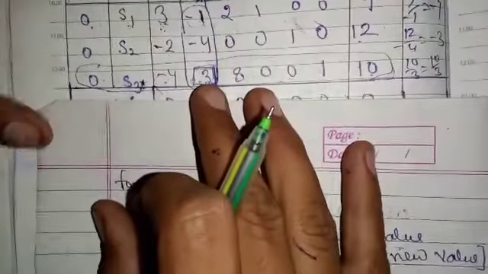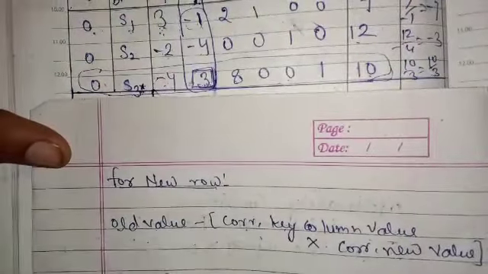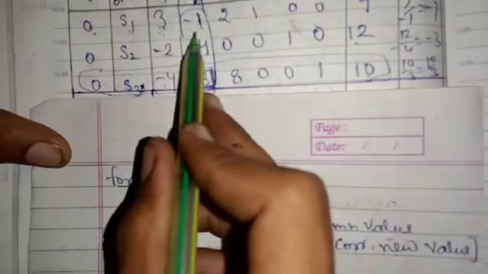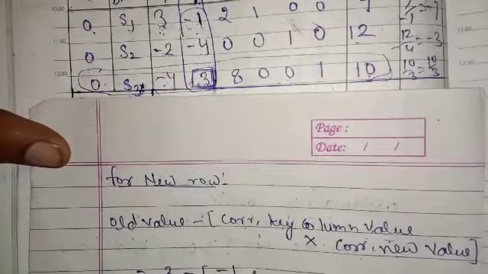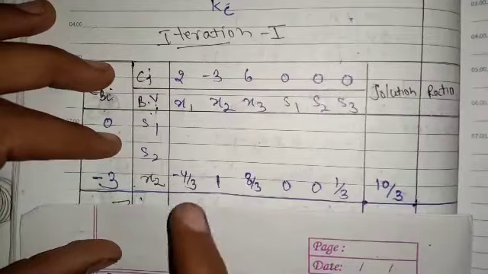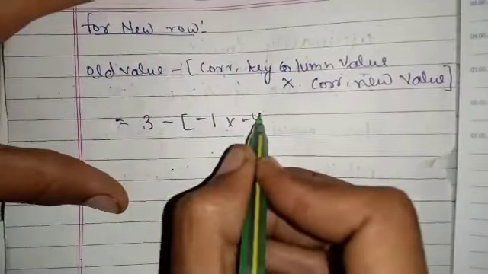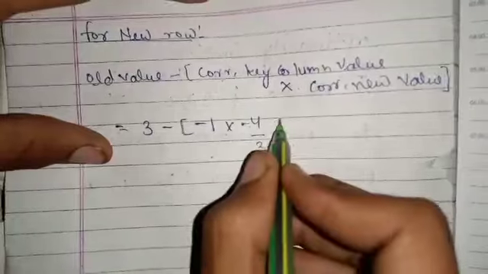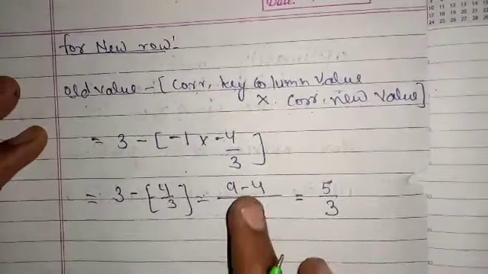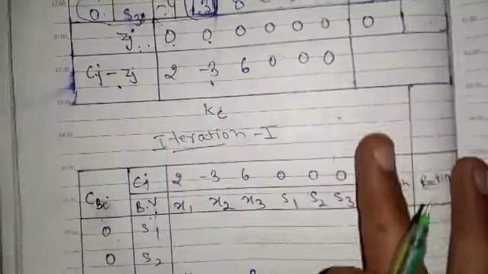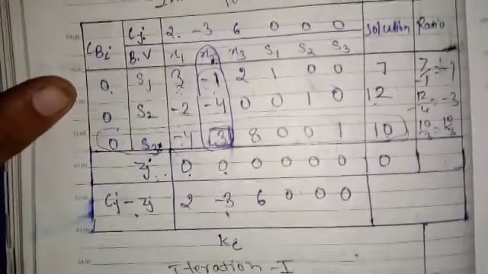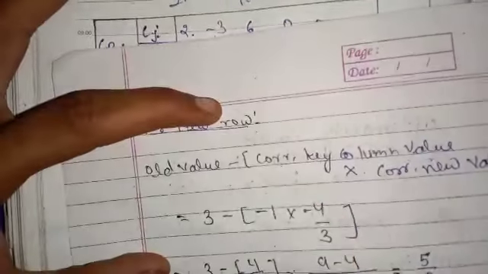For S1, the old value is 3 minus the corresponding key column value, which is -1, into the new value, which is -4/3 in the first iteration. So now the solution is 5/3 for the first value. So this is the first value, 5/3, for S1.